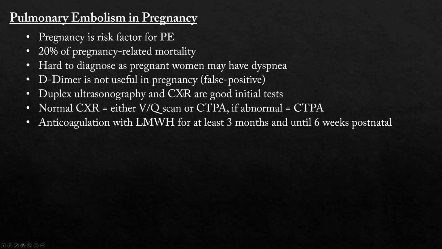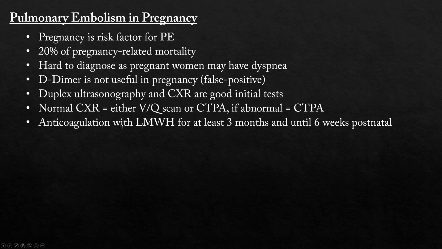The first initial test is either chest X-ray or duplex ultrasonography to look for a DVT. These are good initial tests to do. A normal chest X-ray lets us prefer maybe a ventilation perfusion scan, especially if it's only perfusion. Why is that? Because we talked about the CTPA having high radiation for the breast tissue of pregnant women. But if the chest X-ray is abnormal, the VQ is not going to be valid. So maybe we do CTPA and accept the small risk of radiation, right?